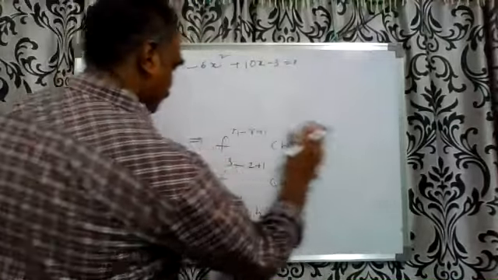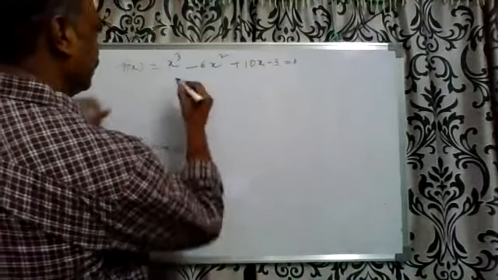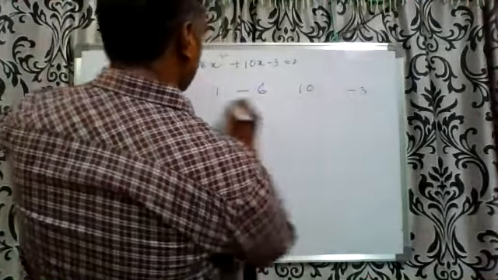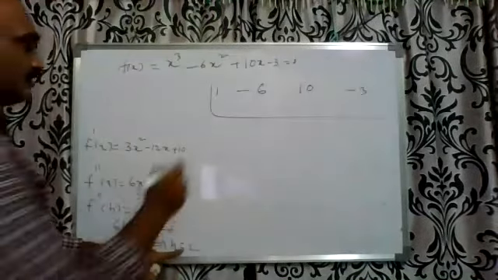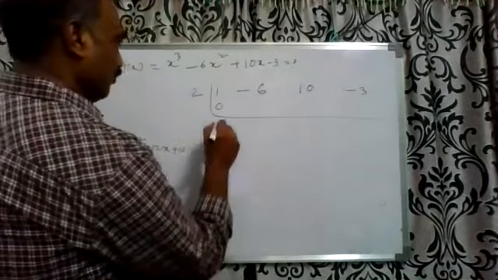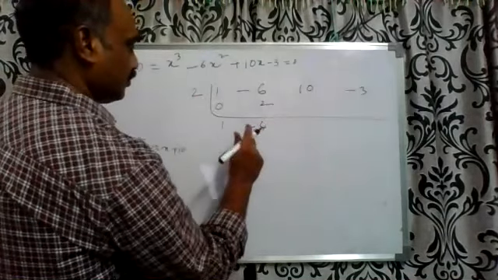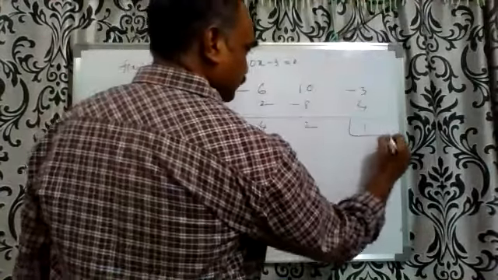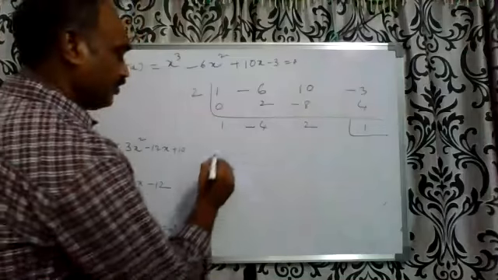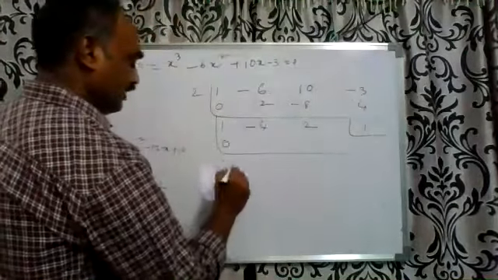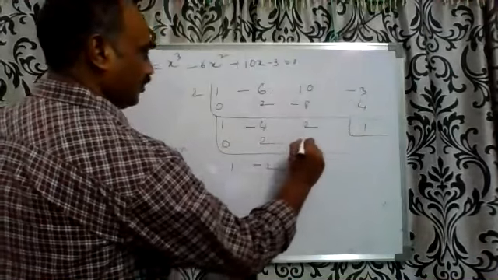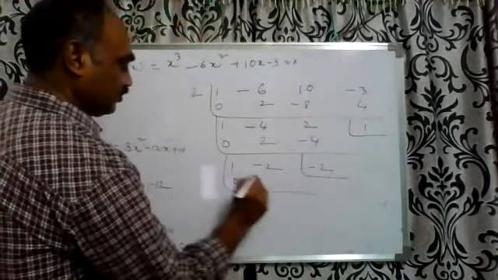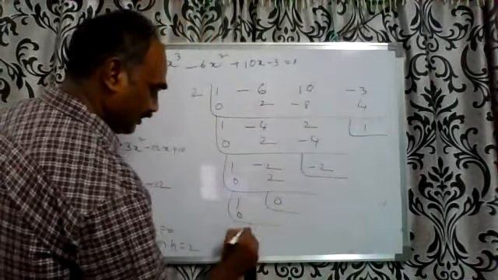Diminished by 2. Coefficients 1, minus 6, 10, minus 3. So diminished by 2. Here 0. 1. 1 into 2, 2. Minus 4. Minus 4 into 2, minus 2. 2 2s are 4. 1. Next 0. 1. 1 into 2, 2, minus 2. Minus 4, minus 2. 0. 1. 1 into 2, 2. 0. Here 0. 1.